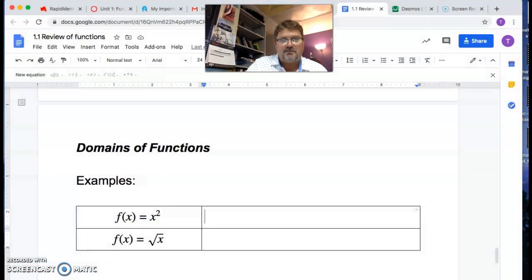Alright, so the very first thing you want to think about with domains is, people get really wrapped up with this. The best way to think of it is, remember, domain is input, what goes into the function. You start to ask yourself the question, what's allowed to go into the function? And the best way to think of it is everything, and look for exceptions. I've got a couple of pretty simple examples to start with here.